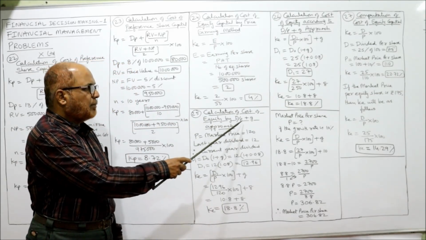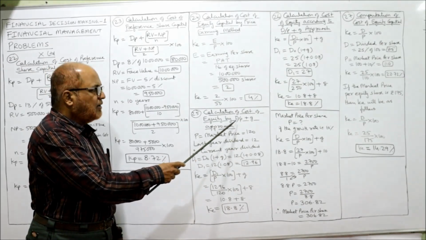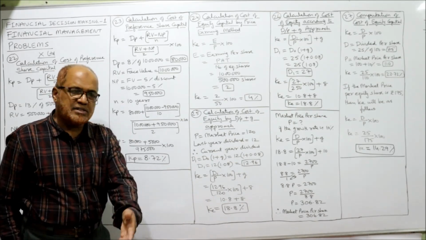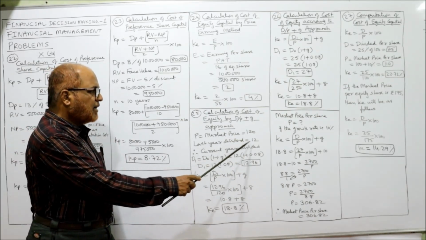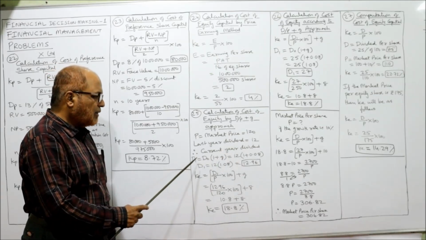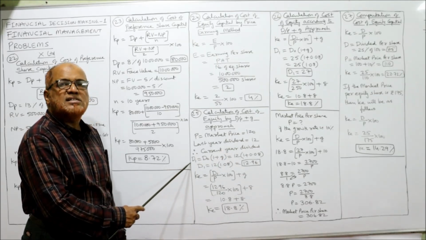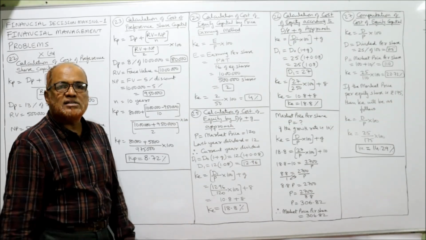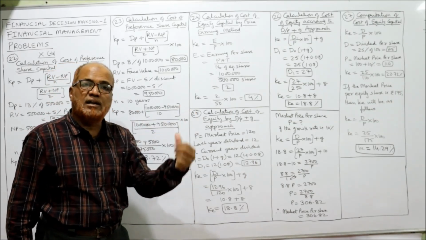Calculation of cost of equity by the DP plus G approach, the dividend price plus growth approach. P is equal to market price, 120 rupees, given. Last year dividend is 12. Therefore current year dividend will be D1. D1 is the symbol used for current year dividend, and D0 is the symbol used for last year dividend.